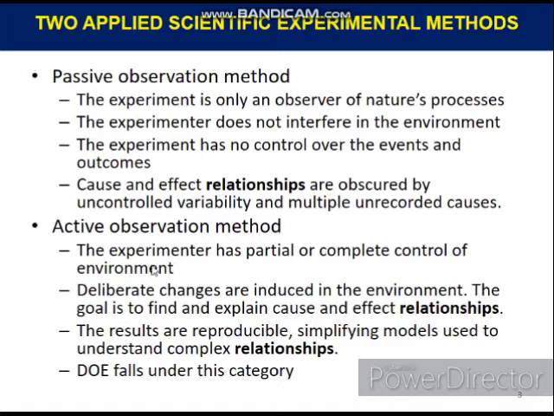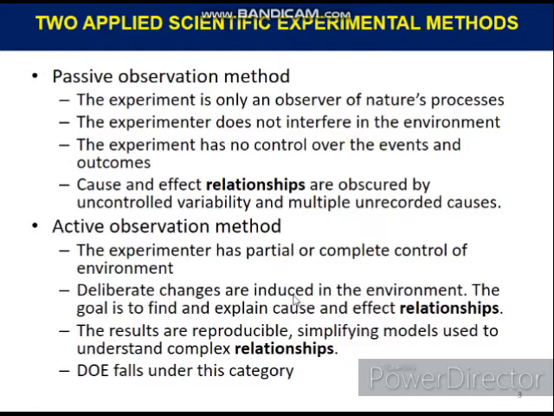So in that particular case, the experimenter has a partial or complete control of the environment. Why does it say partial? Because there are some factors in baking that you cannot control, for example, the humidity of the room. Maybe you cannot control the humidity of the room. So you can only control the temperature of the oven, and you don't know whether the humidity of the room will affect the softness of your bread or not. So that's why you say partial or complete control of environment.